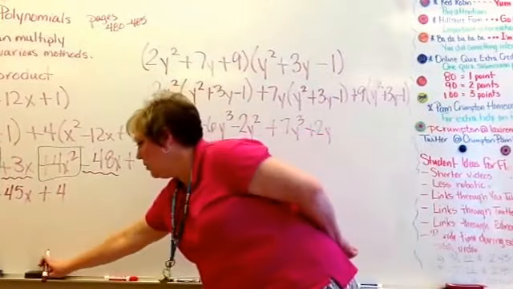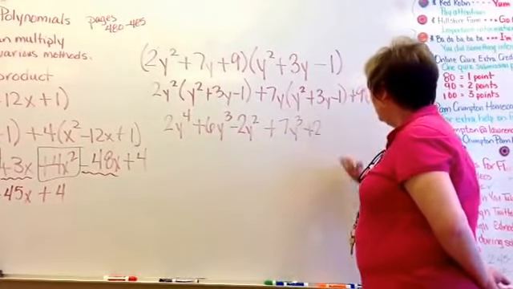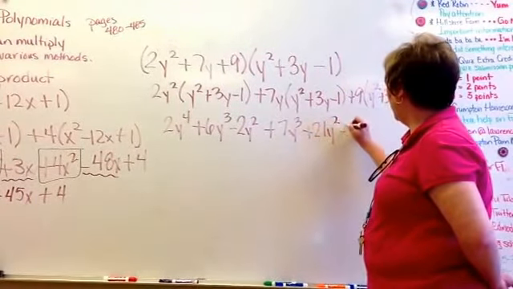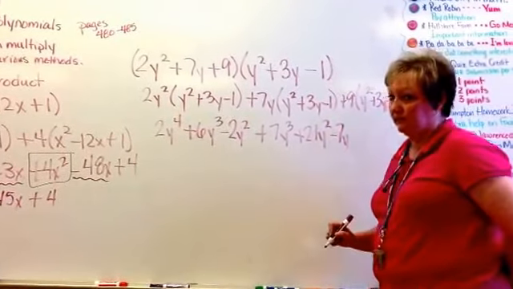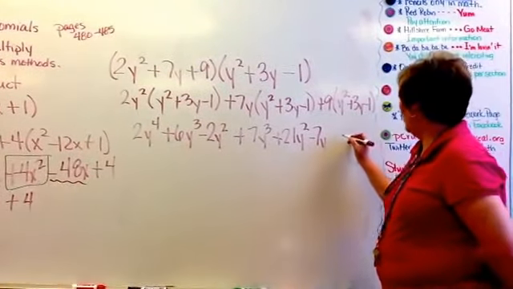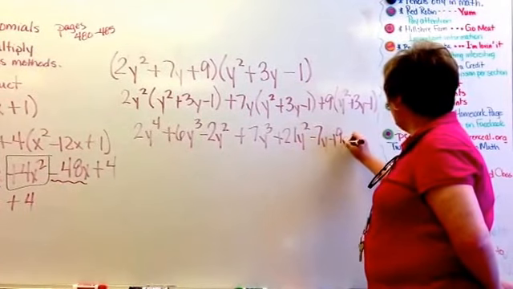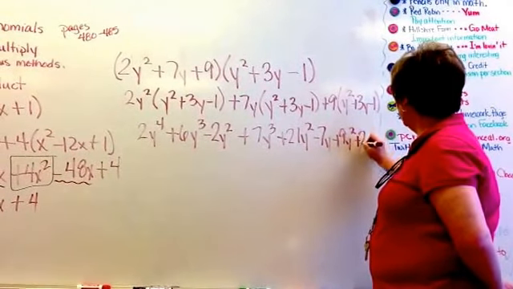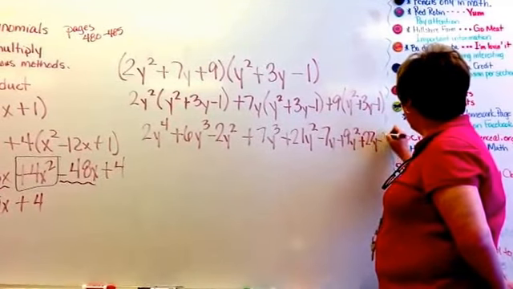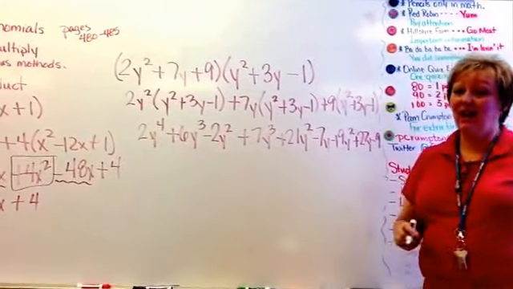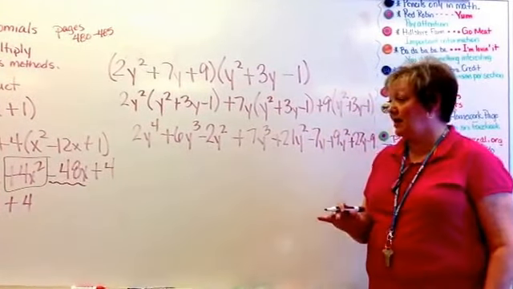That's not 21, was it? 21y squared minus 7y. I am running out of room. Plus 9y squared plus 27y minus 9. Now we're going to have a lot of work to do to combine like terms.